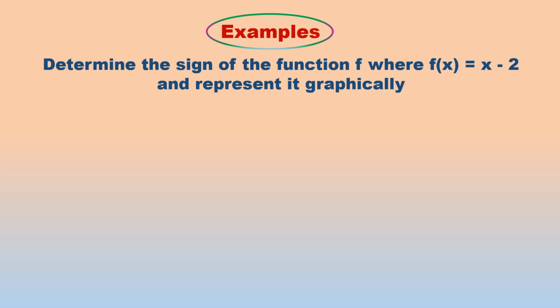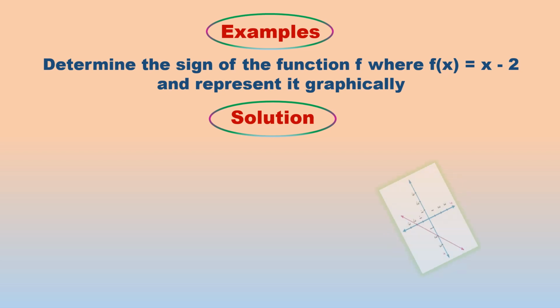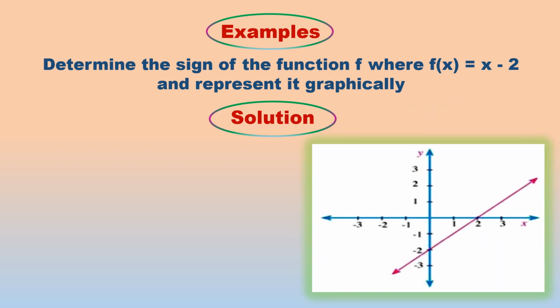For example, determine the sign of the function f where f of x equals x minus 2 and represent it graphically. The solution: we represent the function x minus 2. So this is the representation of the function, as we see. To determine the sign of the function, f of x equals 0. When f of x equals 0, when x equals what? When x equals 2.